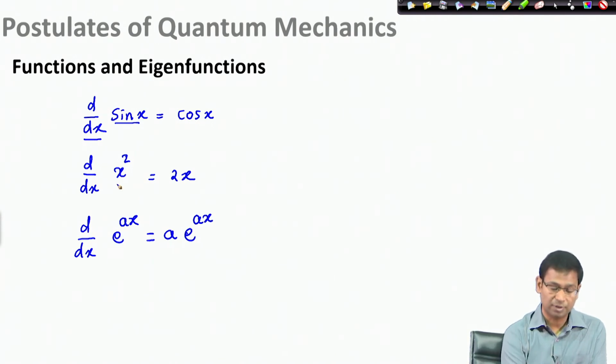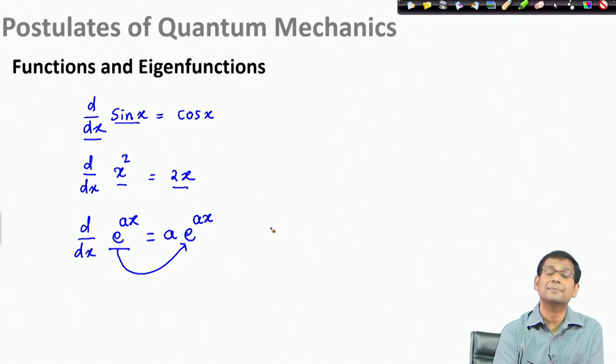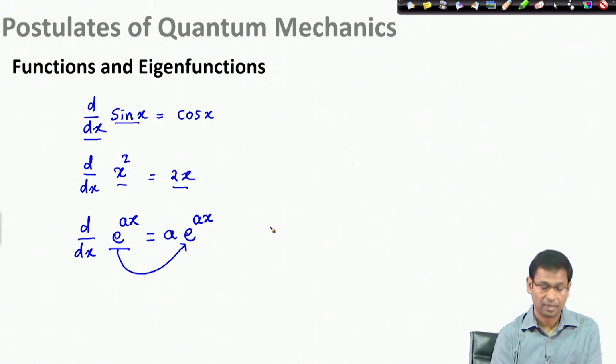In the first two cases, the operator acted on a function and gave a new function. In the third example, the same operator d by dx, the same differential operator, when it acts on a different function, in this case an exponential function e to the power x, it actually gives back the function itself. It does not give a new function, rather it gives back the function itself.